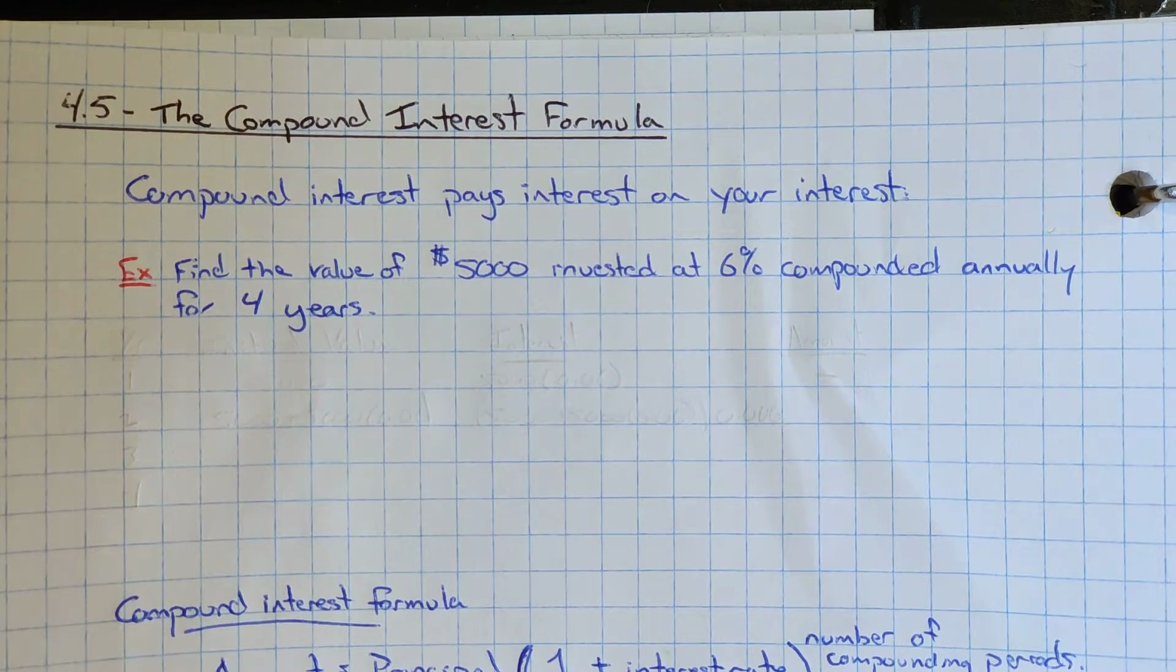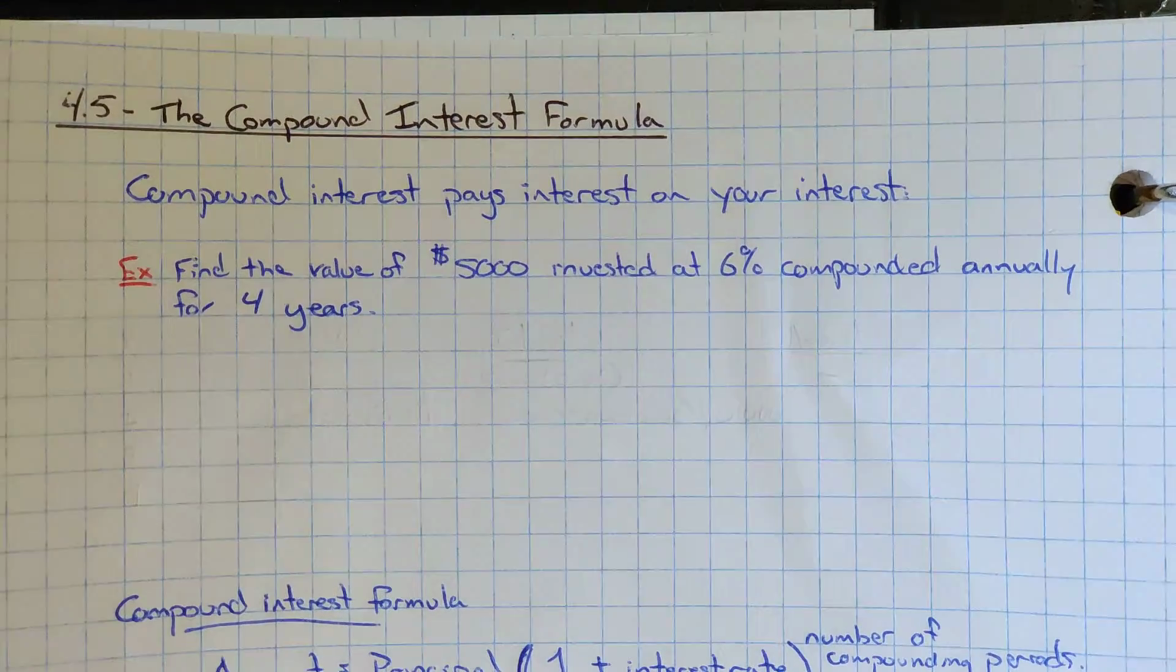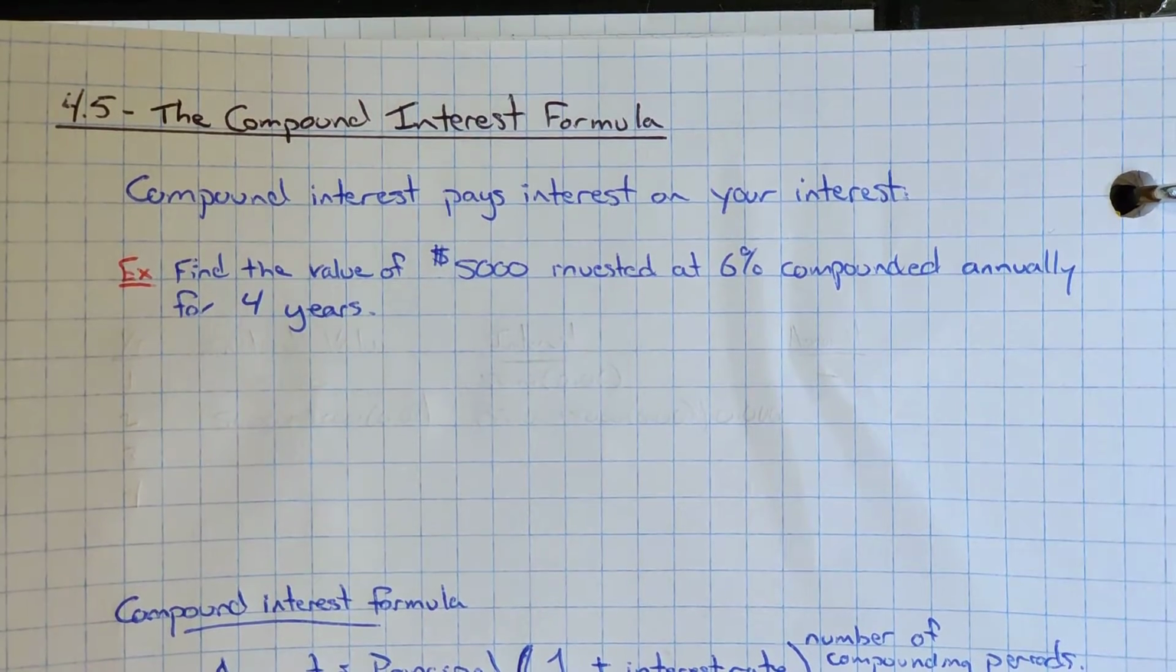Okay, so in this one here, we're going to take a look at the compound interest formula. Remembering that compound interest is when we get interest paid on our interest as well as our principal, and it keeps adding up and makes us more money than simple interest does. And it is how we make money by investing and how banks make money by loaning money. So compound interest pays interest on interest.